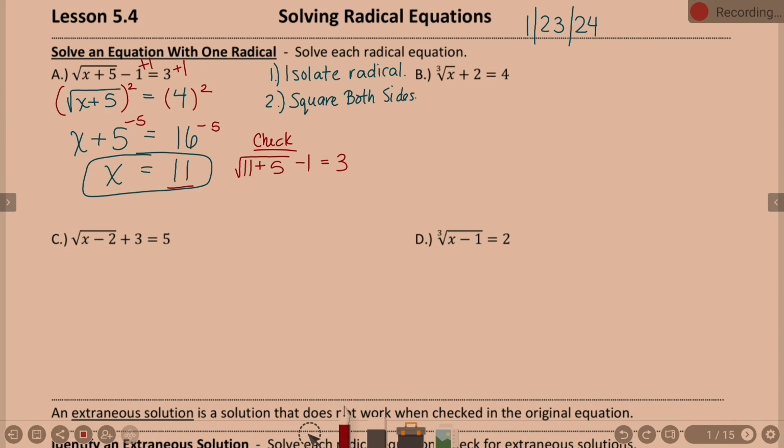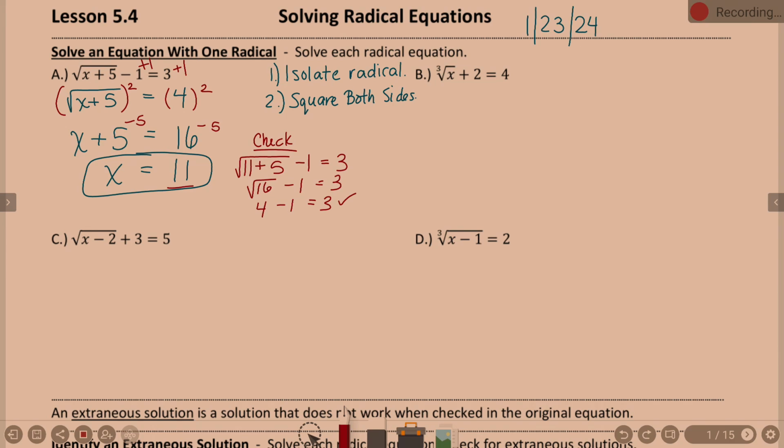Does it work? Does that mathematically make sense? 11 plus 5 is 16. So you have the square root of 16 minus 1 equals 3. Well, the square root of 16 is 4. 4 minus 1. Does 4 minus 1 equal 3? And it does. As I said, that check doesn't have to be written out. I wanted to write at least the first one out in this section. As we get farther on, the check will become a necessary thing. But right now, it's more of an optional thing in this section.